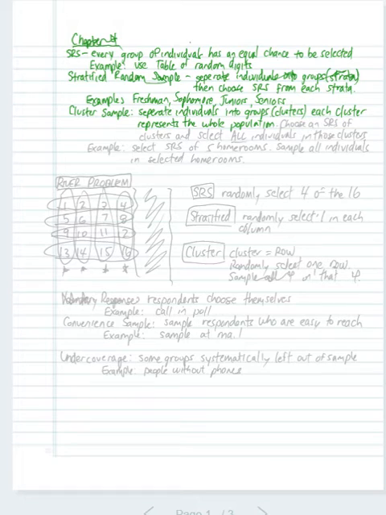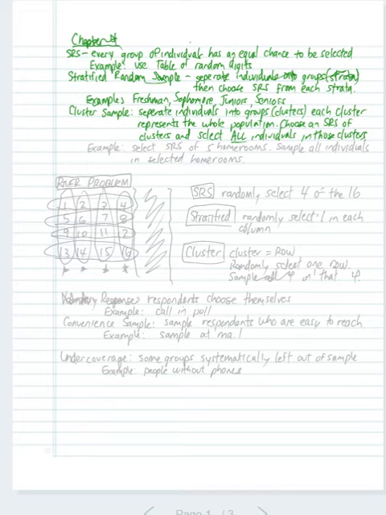Now once you've chosen all of these clusters that you have, where each cluster individually represents the population, you will then choose an SRS of clusters and select all individuals in those clusters. So once you've selected a cluster as part of your sample, you will then sample every individual within that cluster.